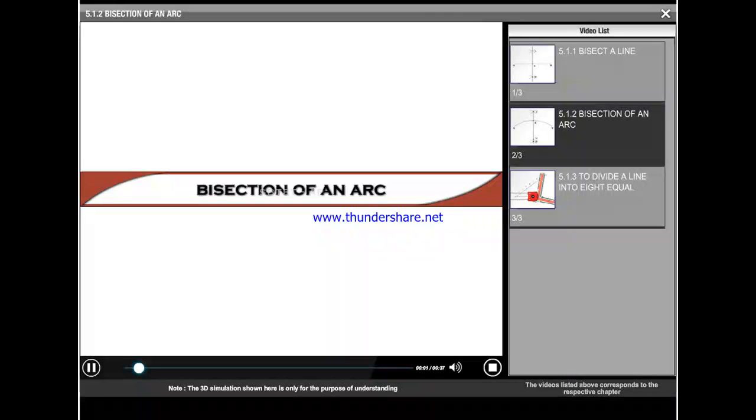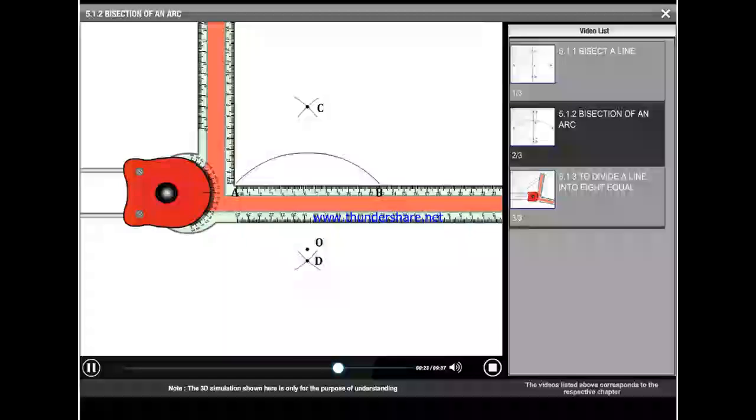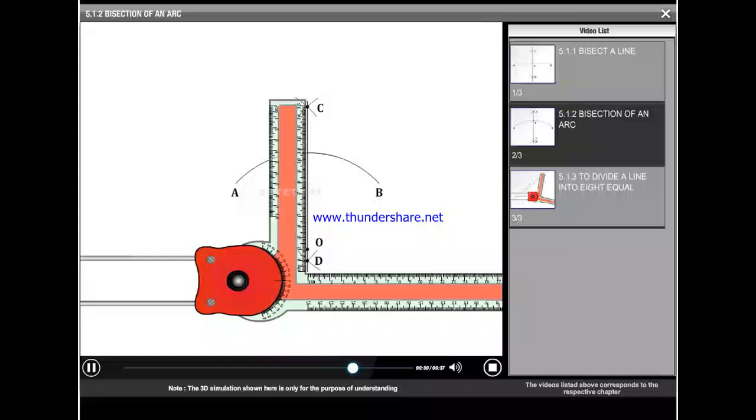Bisection of an arc. Draw an arc AB. With radius more than half of AB and with center B, cut two arcs, one above and one below. Now with the same radius and with A as center, intercept the previously drawn arcs and get C and D. Join CD so as to bisect the arc.